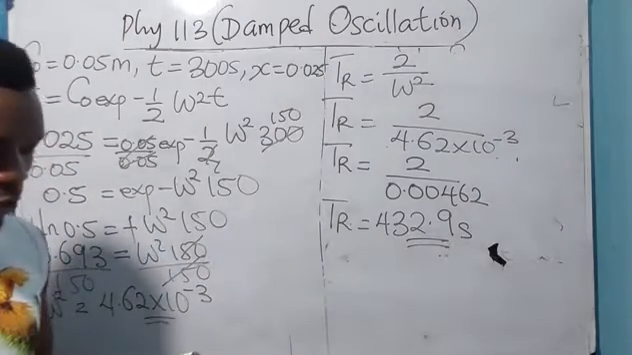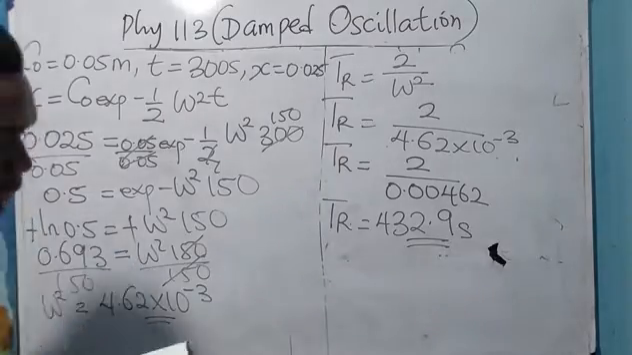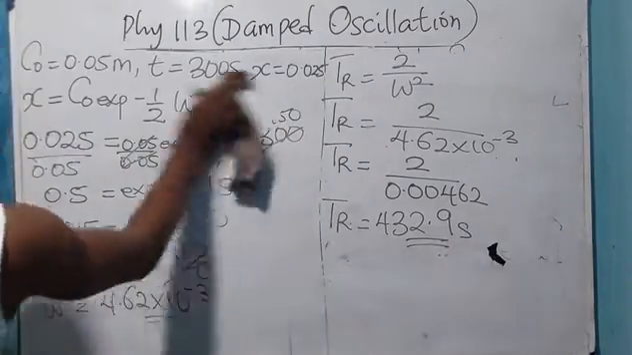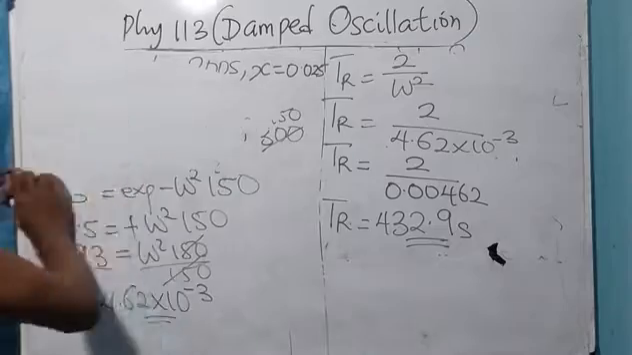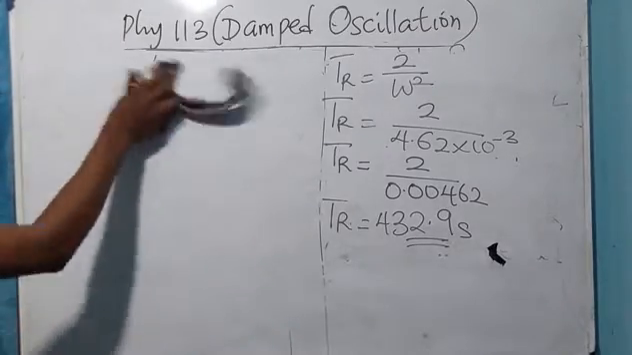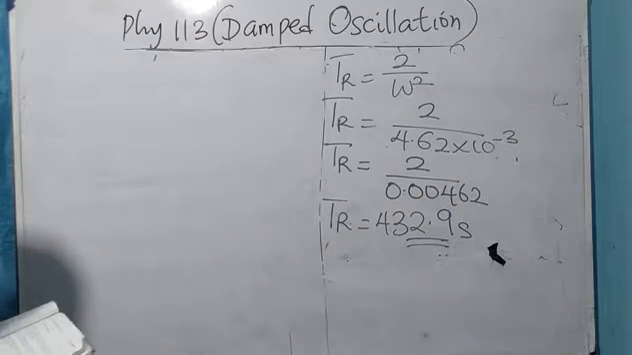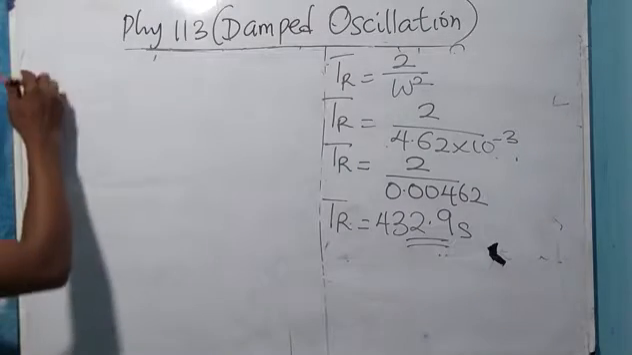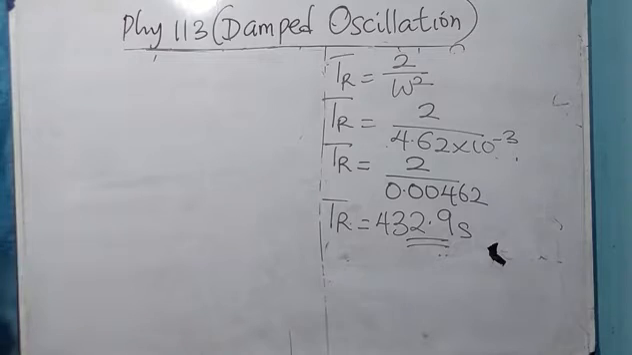The equation of a damped oscillation is given by the equation x. Oh God.